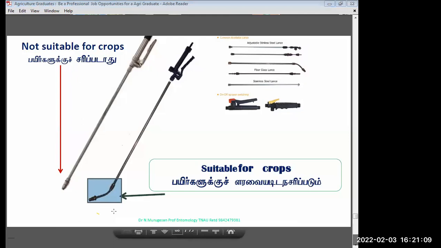Now the farmers mostly have the stick-like sprayer. This stick-like sprayer is only for corona treatment, to spray upward only. This bend is called a gooseneck. Goose means crane neck in Tamil. So the gooseneck spray handle is a must, suitable for the crop. Other types of sprayer won't be good. The pest will not be controlled because the spray droplets might not have reached the insect.